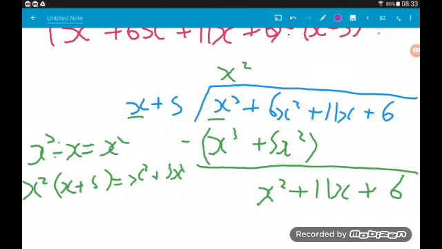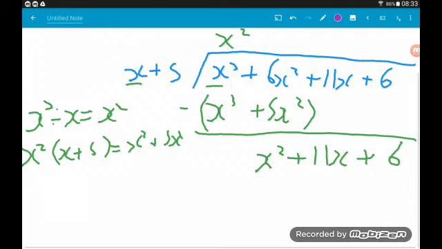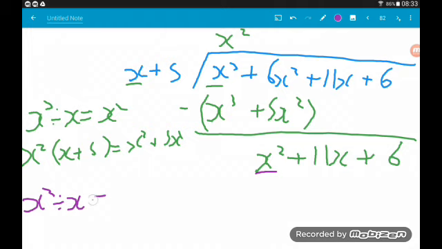Okay, next we're now dealing with this second green expression here. So we're now doing x squared divided by x. X squared divided by x is x. That's the next thing to go up on top. Then we do x times x plus 5, which gives us x squared plus 5x.